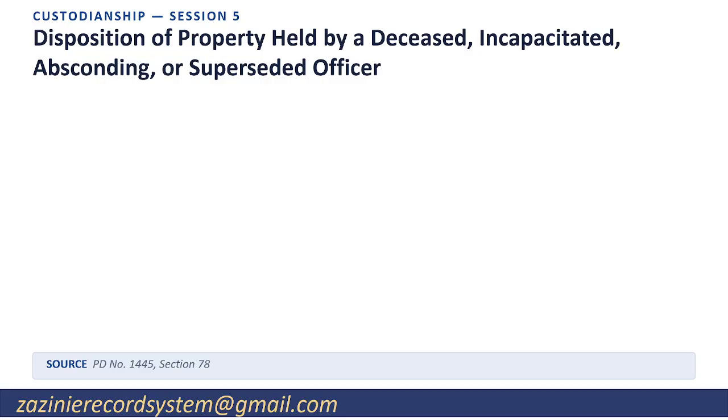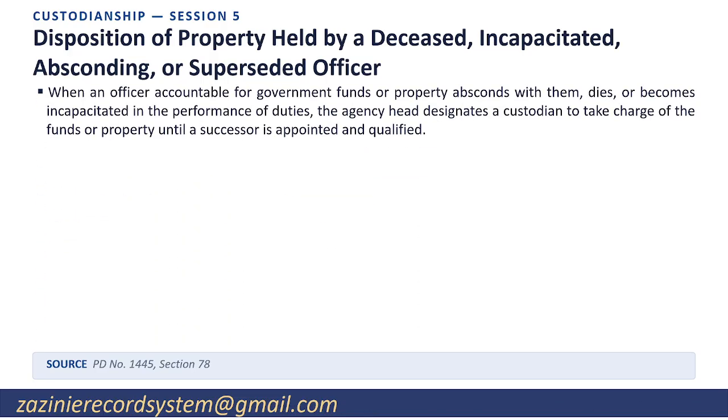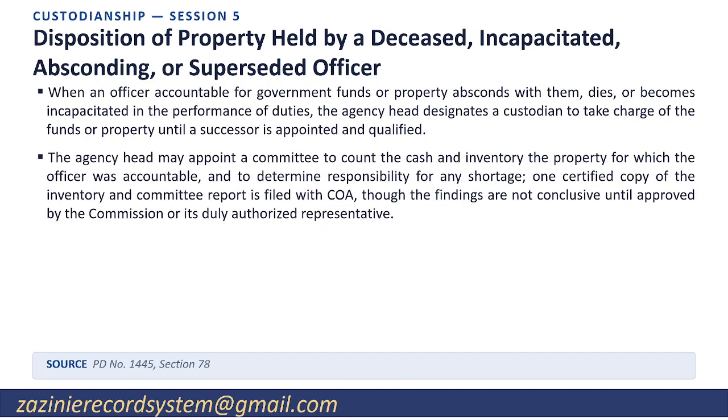Disposition of property held by a deceased, incapacitated, absconding, or superseded officer. When an officer accountable for government funds or property absconds, dies, or becomes incapacitated in the performance of duties, the agency head designates a custodian to take charge of the funds or property until a successor is appointed and qualified. The agency head may appoint a committee to count the cash and inventory the property for which the officer was accountable, and to determine responsibility for any shortage.